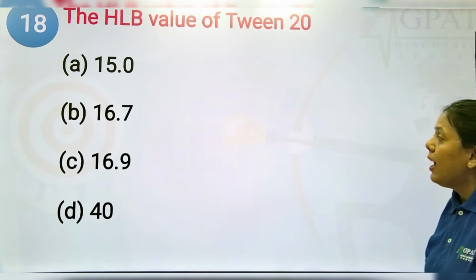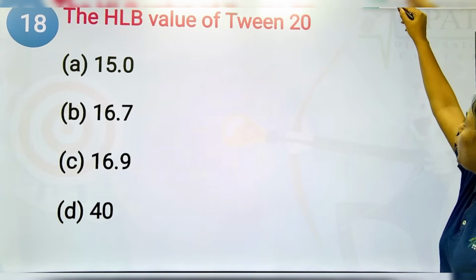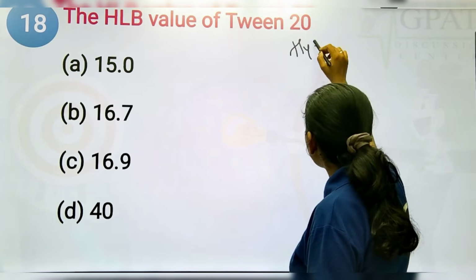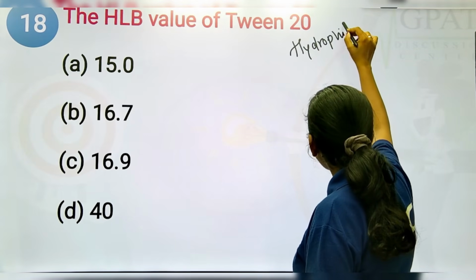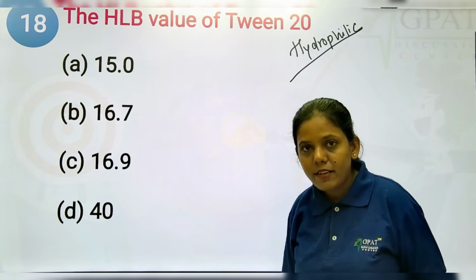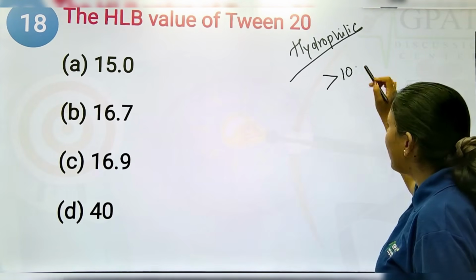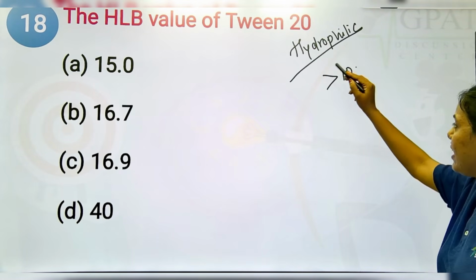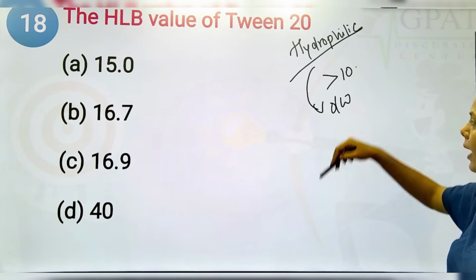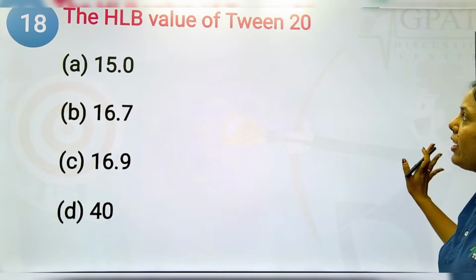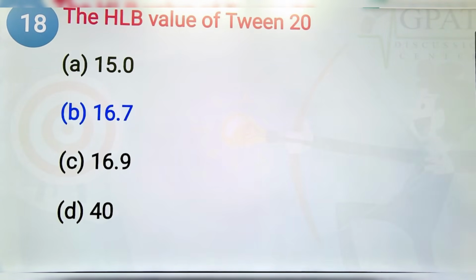millivolt. Next is HLB value of Tween 20. Now remember, Tween is hydrophilic in nature. And the hydrophilic surfactants are having HLB of more than 10. So remember that it is according to Bancroft rule. If it is hydrophilic, it will form O/W type of emulsion. That means water becomes the external phase. For Tween 20, 16.7 is the right answer.